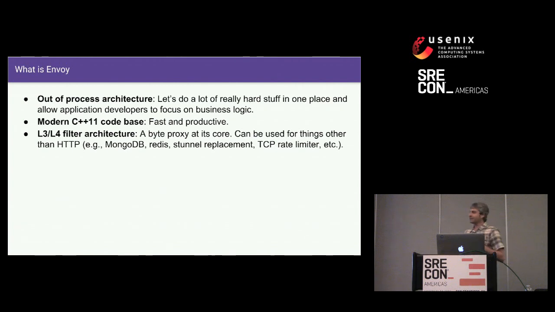At its core, Envoy is a filtered byte proxy. By that, I mean bytes come in one side, they might get transformed, and then bytes get spit out the other side. And that's a really useful framework in the sense that it can be used for all kinds of different things, right? We can use it for Mongo, we can use it for Redis, we can use it for something like an stunnel replacement. We can use it for TCP rate limiting. And of course, we can do all of the H1 and H2 processing that we all know and love.